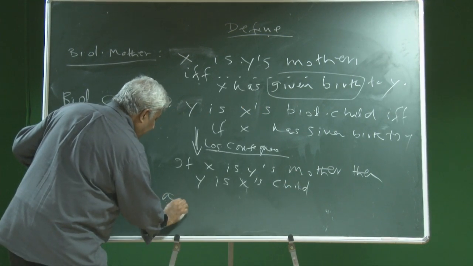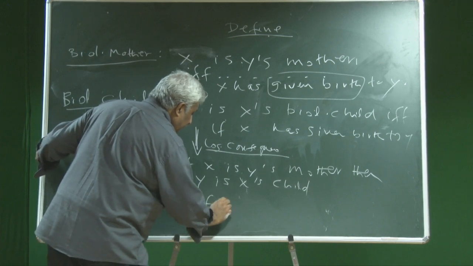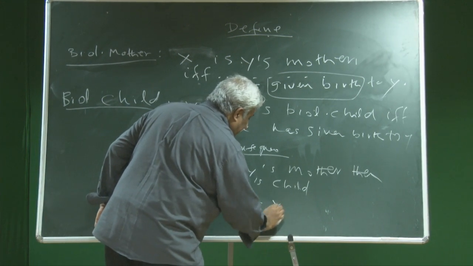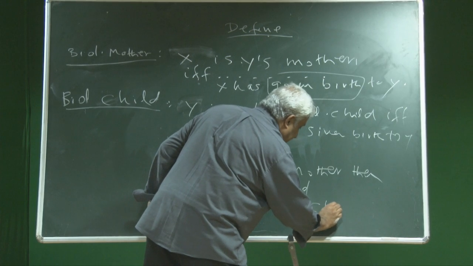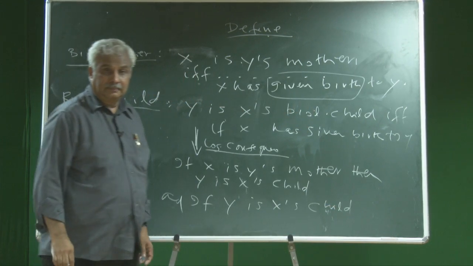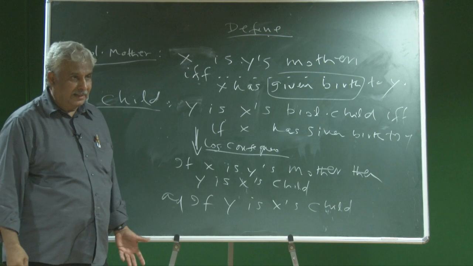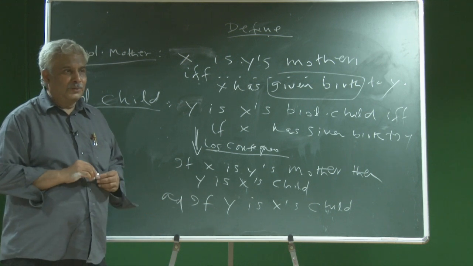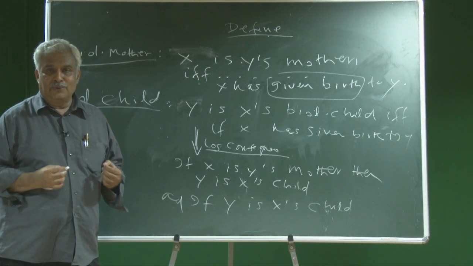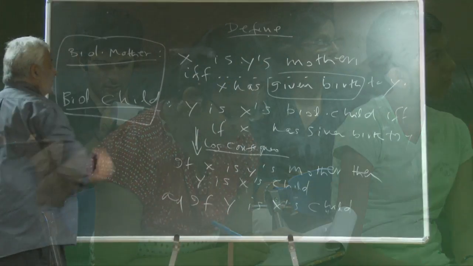And if Y is X's child, then X is Y's mother. So is it possible to be a mother without having children? No. All you have to do to prove this is to come up with the definitions of mother and child.